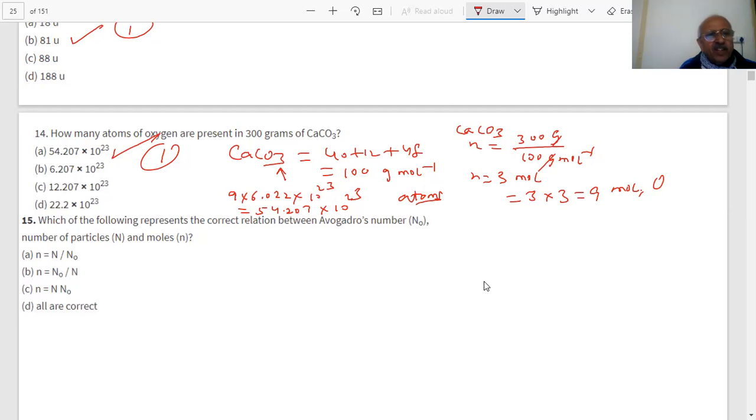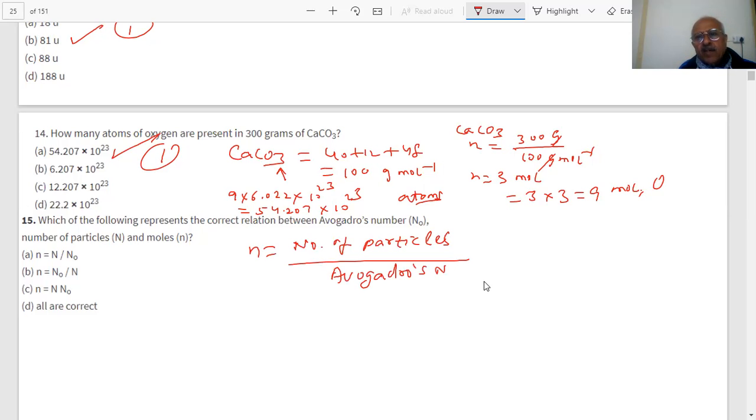Next question on the screen, student. Which of the following represents the correct relation between Avogadro's number and number of particles and moles? A part. Okay. Moles is equal to number of particles divided by Avogadro's number. Then it will come to be n equals number of particles by N0. That is the correct answer, students.